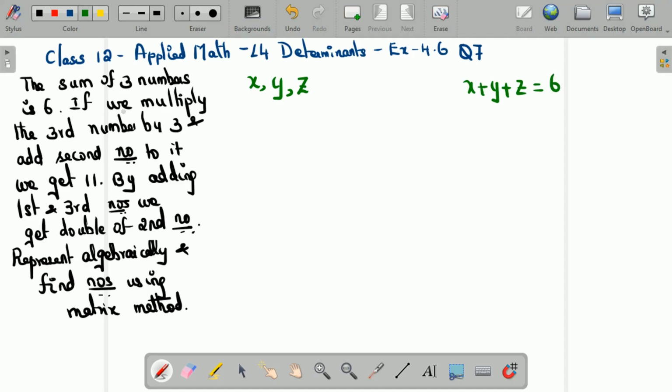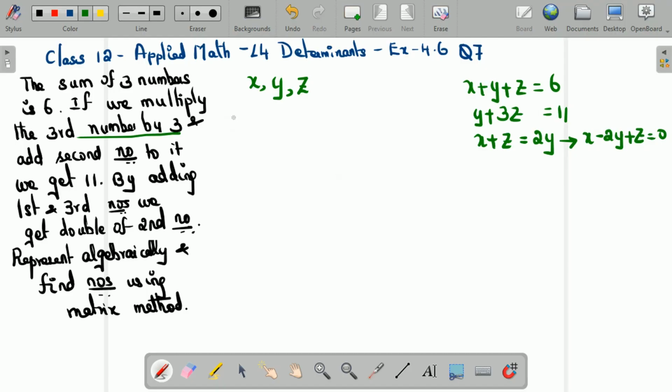Now for the next statement, if we multiply the third number by 3, so 3z, and add second number to it, so y plus 3z, we get 11. Now for the last statement, by adding the first and the third number, so x plus z is equal to the double of the second number, which is 2y. This alone we can rearrange and write as x minus 2y plus z is equal to 0.